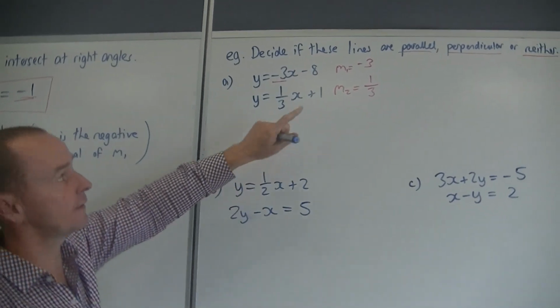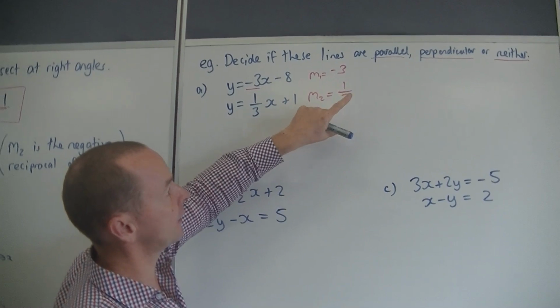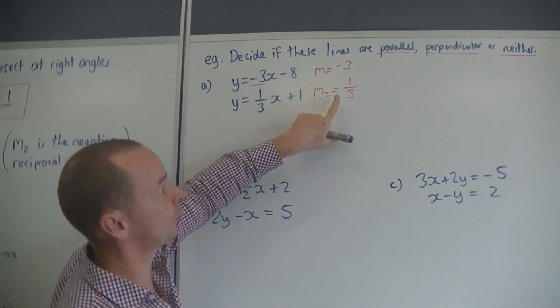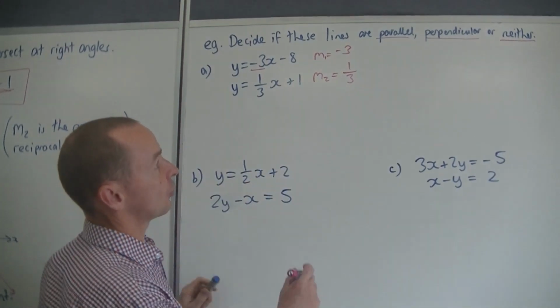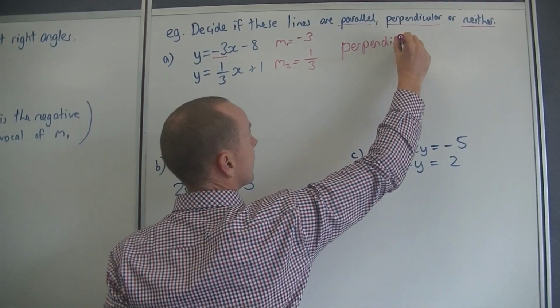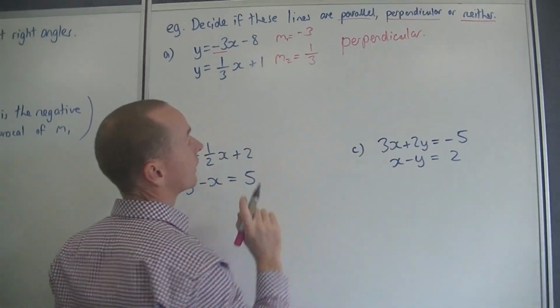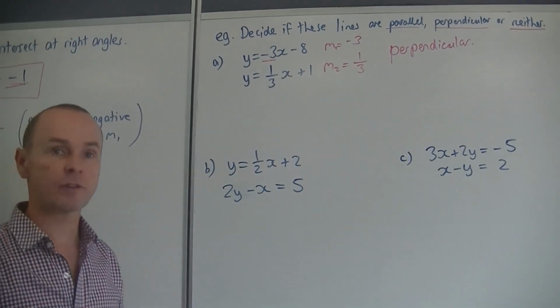So let's have a think about this. If we look at the first gradient and we flip it, make it 1/3 and change the sign to a positive, yes, it works, it's 1/3. So we know that these two must be perpendicular. Can you see that? Because the two gradients follow the rule that I just explained.